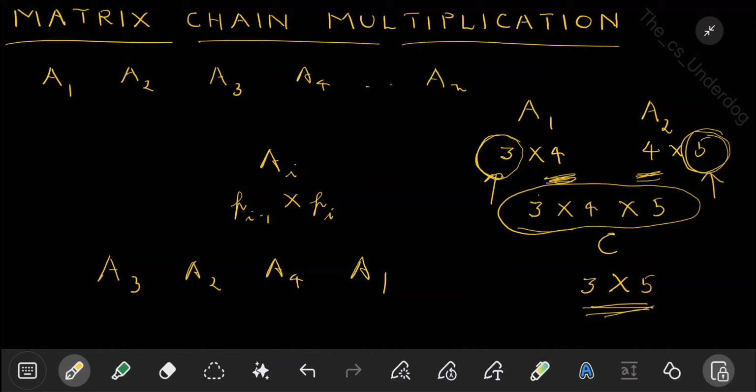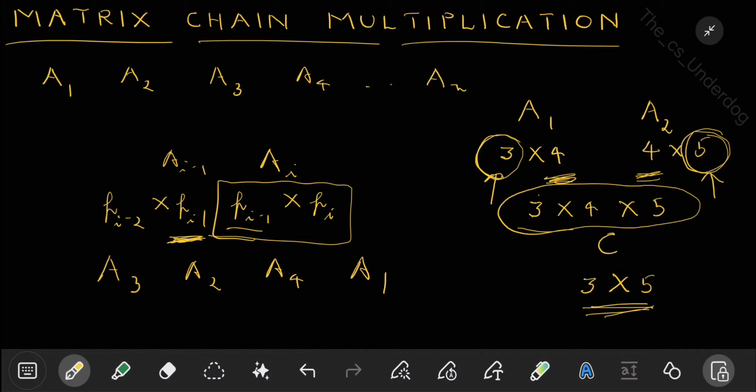Why are we having notation for this? Because we should be able to identify the dimension of each matrix so that we can multiply. And why is this dimension followed? Pi minus 1 cross Pi. This is because if you have a matrix before this, let us say Ai minus 1, this should be of dimension Pi minus 2 cross Pi minus 1 so that the number of columns in this matrix is the same as the number of rows in this matrix. Because these should be the same value, I am using Pi minus 1 cross Pi.